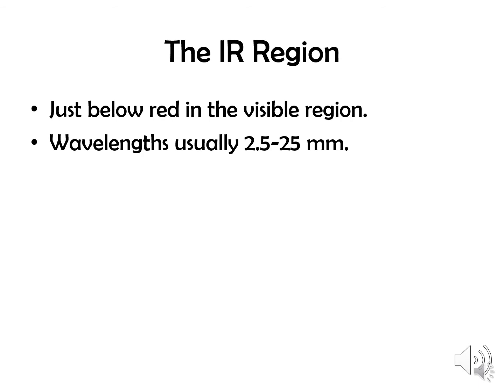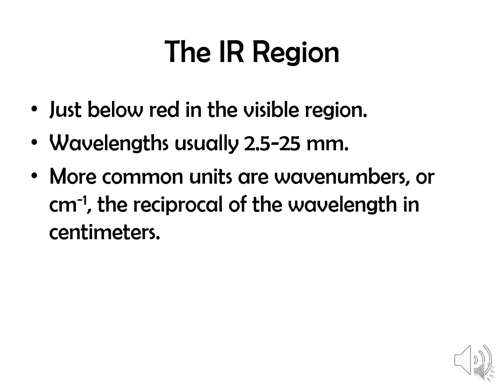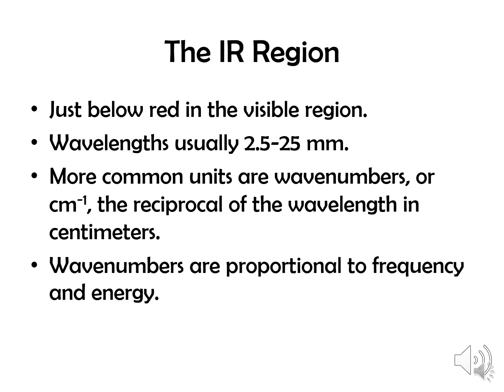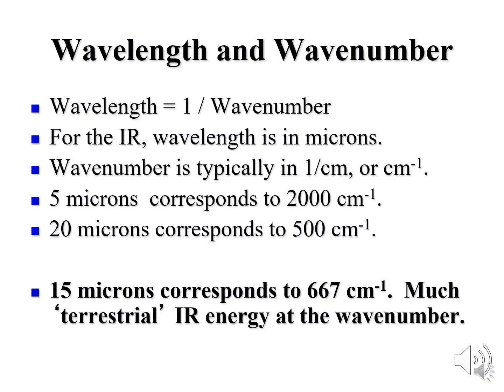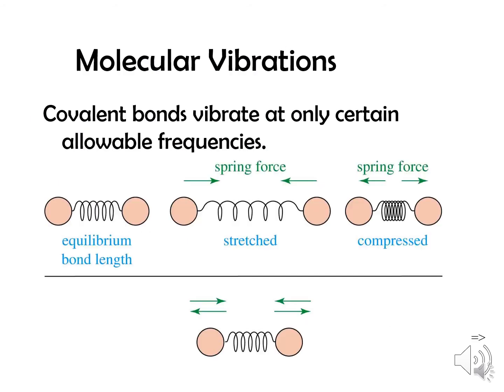Wavelengths are usually 2.5 to 25 micrometers, although chemists most commonly use wave numbers, or reciprocal centimeters, instead of the wavelengths. Wave numbers are proportional to frequency and energy. So you have that consideration. If you're talking about infrared, a lot of times you may be talking about wavelength or wave numbers. You have to be aware of that.